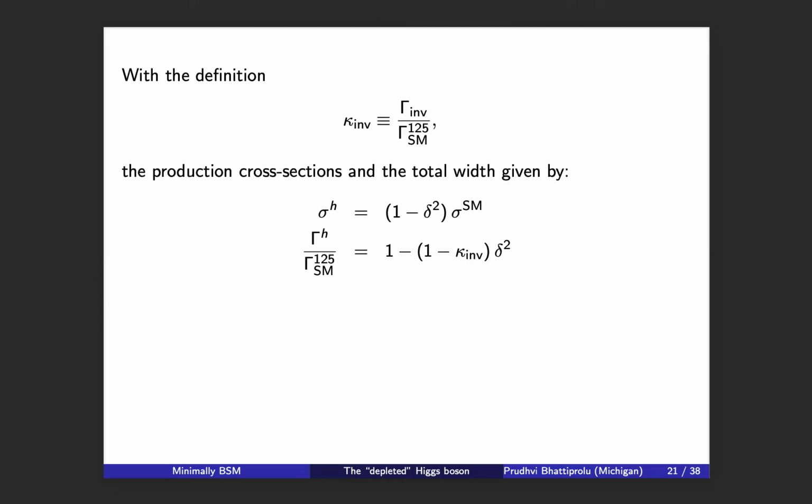So, and to set another notation, let's say I define this parameter kappa inverse such that it is gamma inverse relative to the standard model width of the Higgs. With that, we now have the production cross-section and the total width of the observed Higgs boson in terms of the standard model terms. And note that if I take delta to 0, then I recover the standard model.